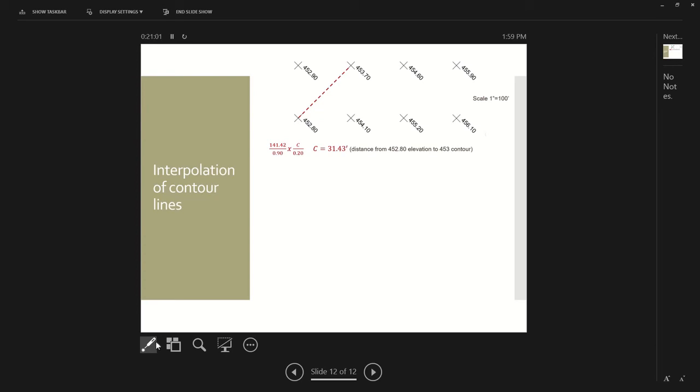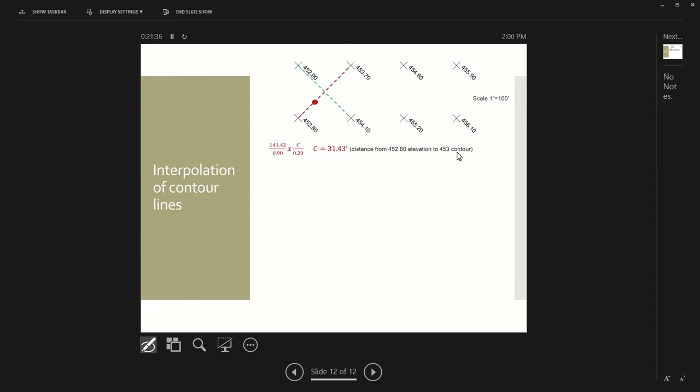So let's draw that on there. I'm going to use a red pen, and I'm just going to make a dot on the line. So I'm scaling 31.43 feet out. I bust out my scale, and it's going to cross right in here somewhere. All right, so that's my crossing point for the 453 contour.